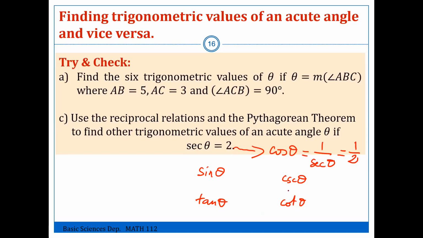How do we compute them? We need to find the third side, Pythagoras. But I don't have a triangle, so I construct a triangle. We construct a right triangle, and we choose the angle theta. Which sides can I choose or do I know?